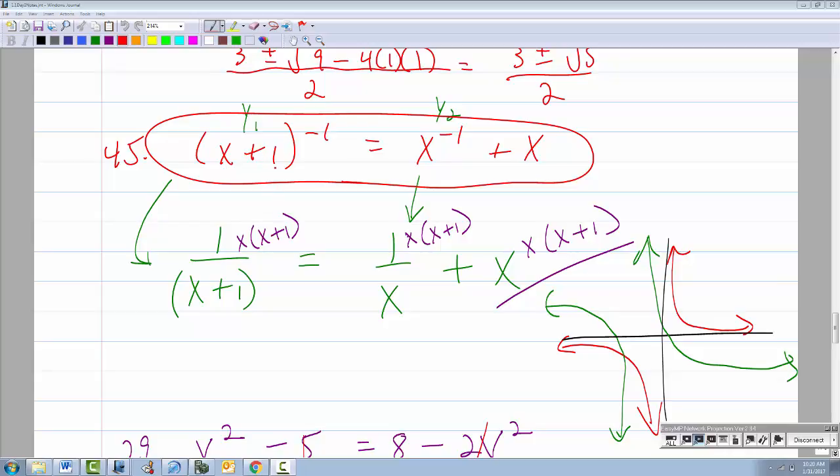When I have a binomial raised to the negative first, it's 1 over the binomial raised to the positive first. And then only this x has a negative first on it, so it's 1 over x plus x on the right side. The way you can approach this algebraically is multiply both sides by the LCD. This is part of section A3. I don't think we did that, solving rational function equations.